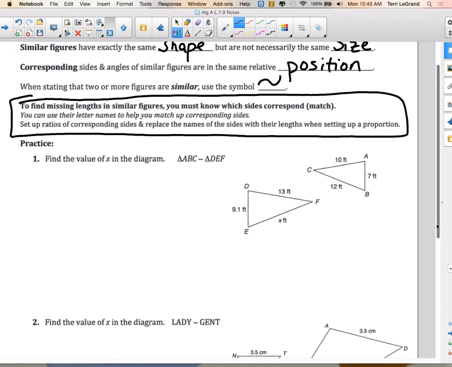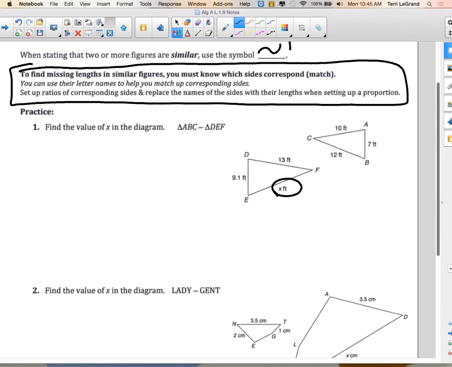So let's look at this one right here. We're supposed to find x. Let's circle that. That's the one we're looking for. So find the value of x. Above that, I want us to put, that's really the length of side EF. Would you put that above it? That's really the length of side EF, the one that we're looking for. So we really need that one for sure in one of our ratios, in one of our comparisons. So put EF, not x.